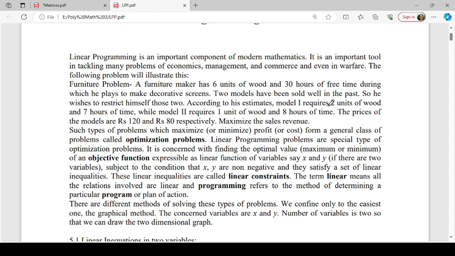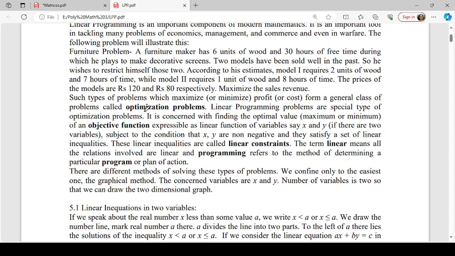According to the estimates, model 1 requires 2 units of wood and 7 hours of time, while model 2 requires 1 unit of wood and 8 hours of time. The prices of the models are rupees 120. So we are producing 2 models, and for this we have to find the hours also: what should be the period of time so that we can optimize the value and maximize the sales revenue. So this is the optimization problem.